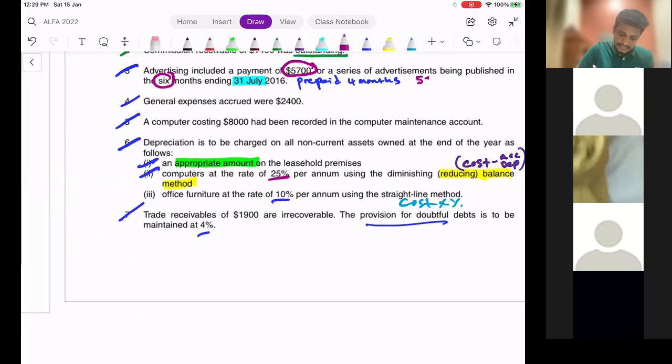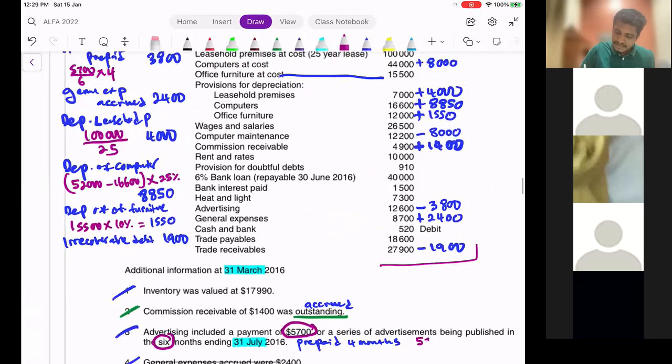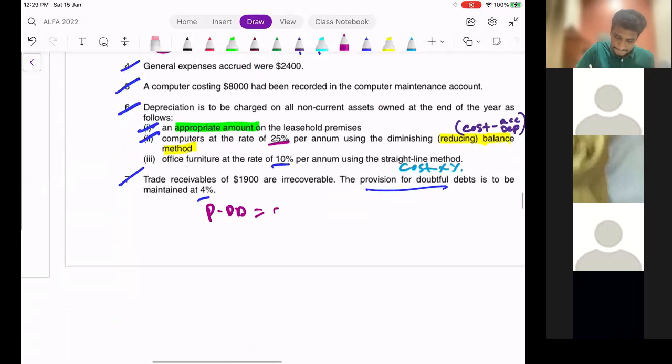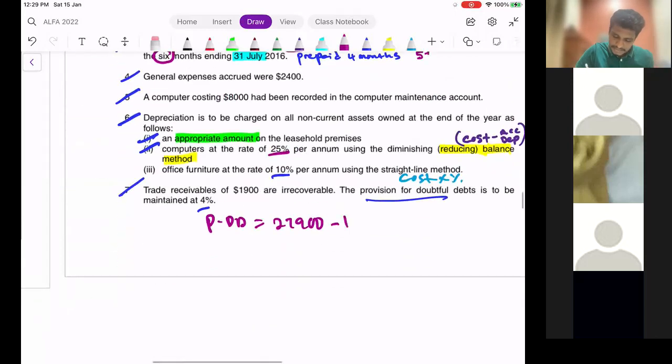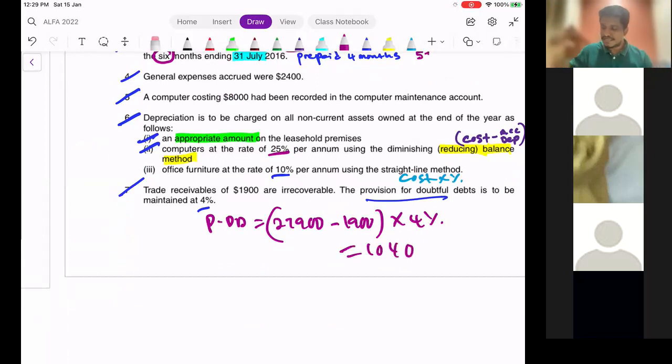So I need to calculate how much is the provision for doubtful debt. How to calculate provision for doubtful debt? We take the net trade receivable. How to calculate the net trade receivable? We take the 27,900 minus 1,900, times 4%. So how much? I get 1,040. 1,040 is this year's provision for doubtful debt.